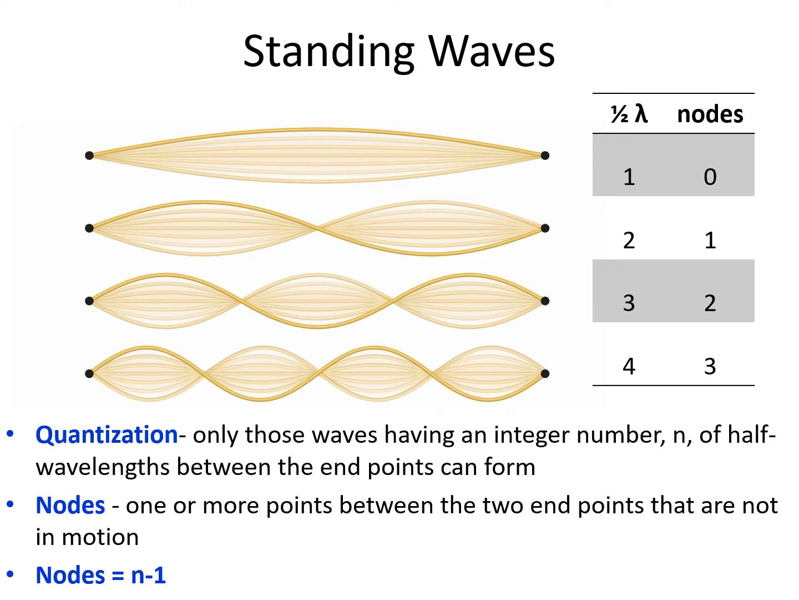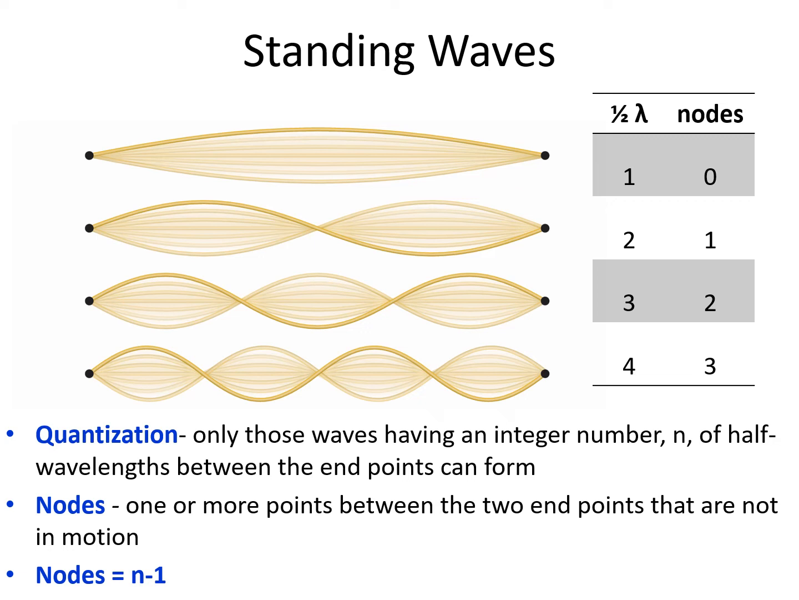Standing waves could also contain nodes, which are regions of the wave other than the endpoints that are not in motion. It's like the guitar string is vibrating up and down, but a particular point stays still. The number of nodes is one less than the number of half wavelengths.